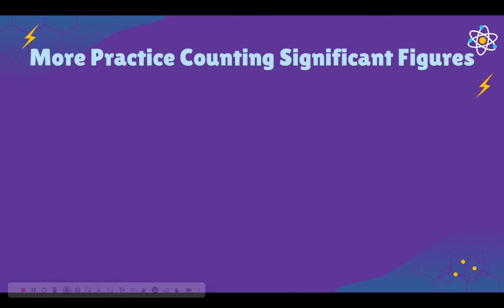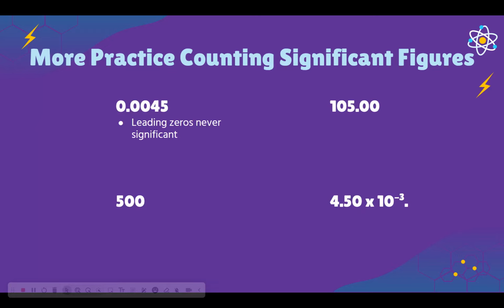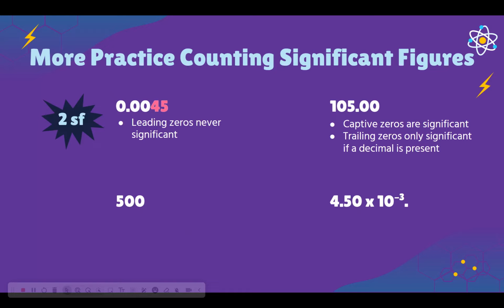All right, let's do a little bit more practice. Our first number, 0.0045. Those are leading zeros. Leading zeros are never significant, so that number has 2 sig figs. 105.00. There's a captive 0, so we know that that's significant. And then there are 2 trailing zeros. We look, there's a decimal in the number, so those trailing zeros are significant. So this number has 5 sig figs.